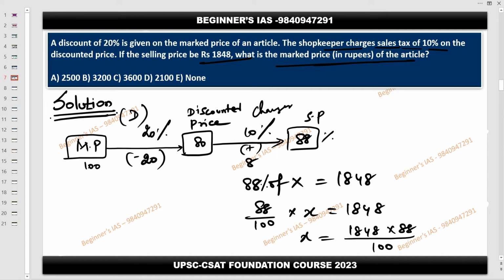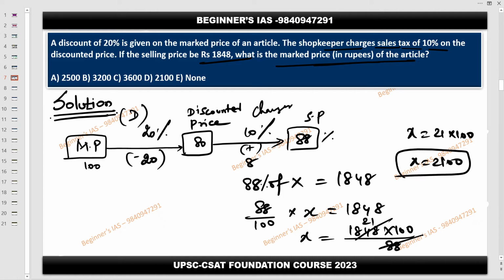Okay. So 1848 divided by 88 into 100. Yes, 100 we have to cross multiply here, then 88. So here 100, here 88. Then cancel, this is 21 times. Therefore X is equal to 21 into 100. So X is equal to 2100. What is the answer? D.